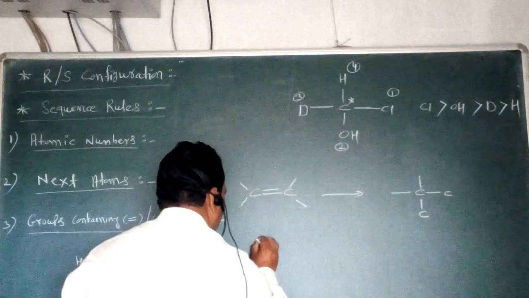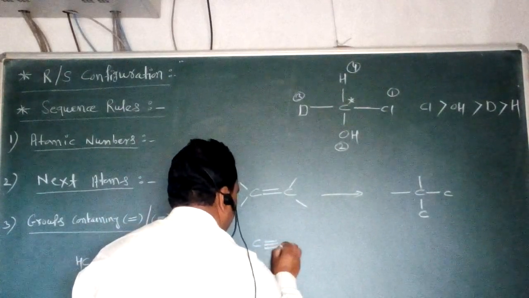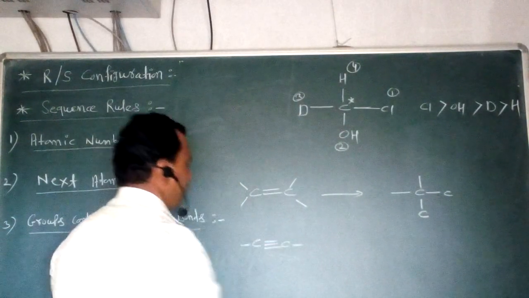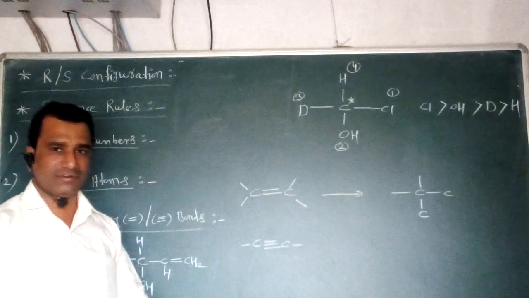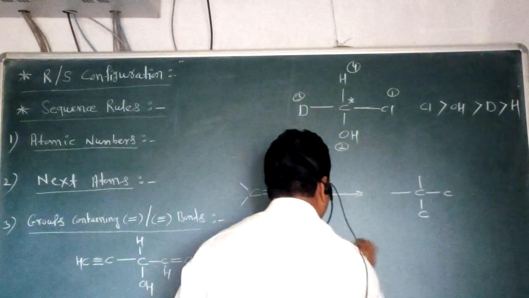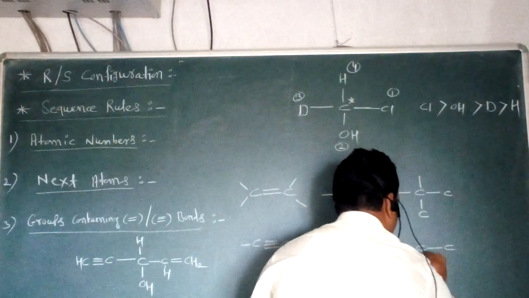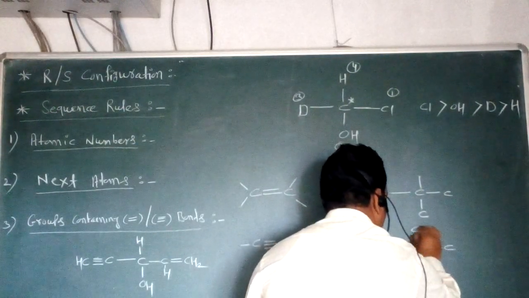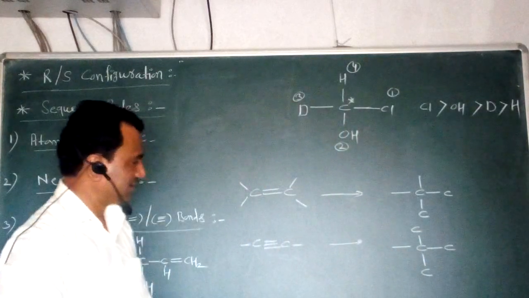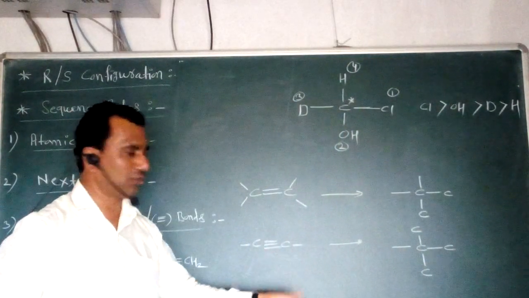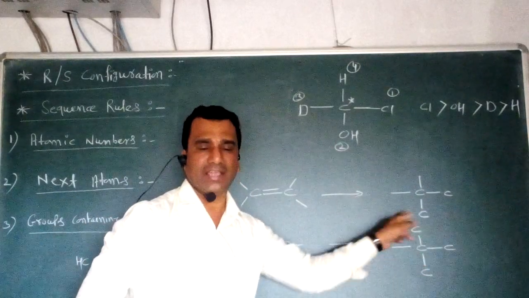Suppose a group containing C triple bond C is there. At that time this is equivalent to carbon, single bond carbon, single bond carbon, again single bond carbon. So this C triple bond C is equivalent to three carbon atoms.